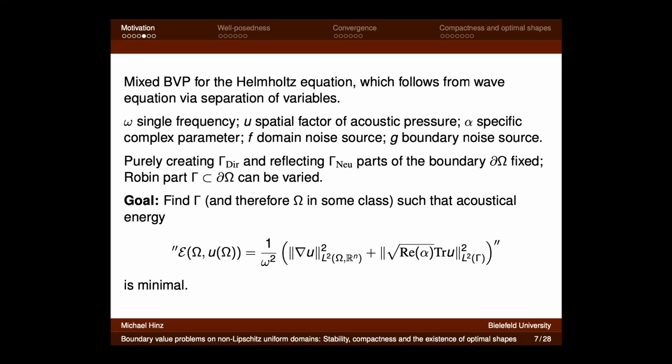All right, so this I told you already. The goal now is to find gamma, so the variable part of the boundary, and therefore to find omega, such that, suppose that omega is recruited from some reasonable class, we can minimize the acoustical energy over that class. So we want to make this energy minimal.